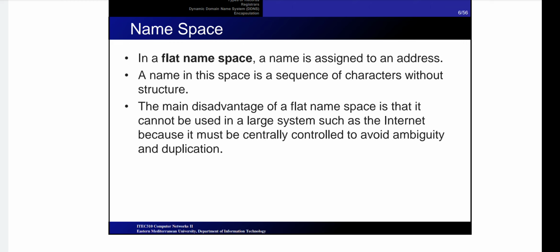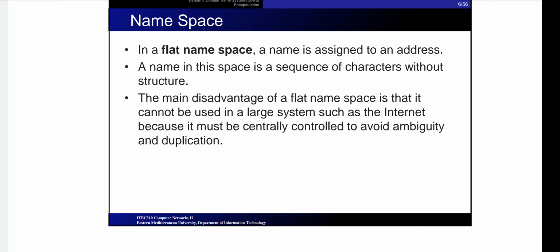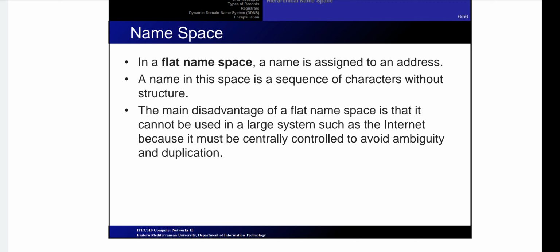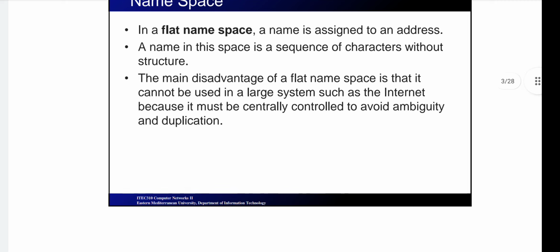In a flat namespace, a name is assigned to an address. A name in this space is a sequence of characters without structure. The main disadvantage of the flat namespace is that it cannot be used in large systems such as the internet, because it must be centrally controlled to avoid ambiguities and duplication.